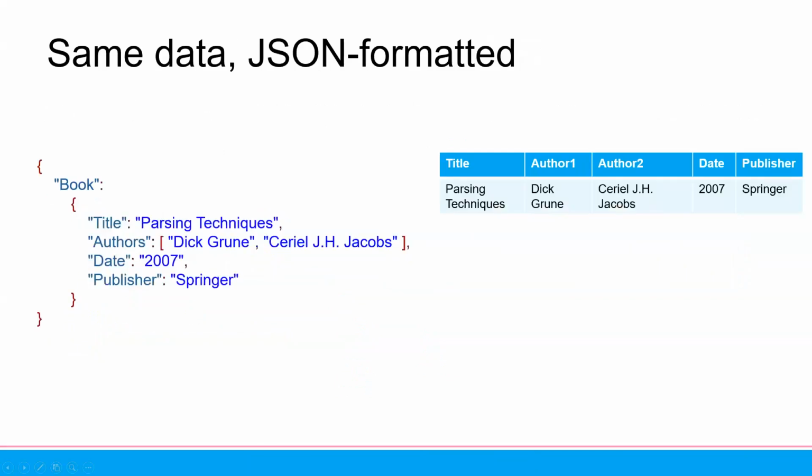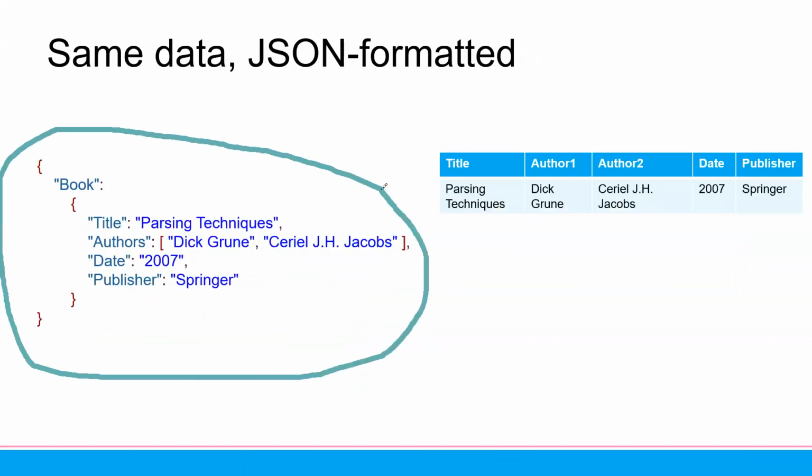What about JSON? Actually, when you have the data, you can use XML and you can use JSON. If you use JSON, the data will be something like this one. With the same table, like what we learned about the title, author 1, author 2, date, and publisher, we can have the JSON like this one.